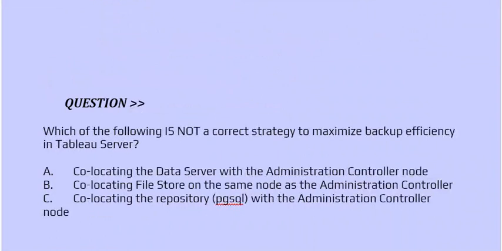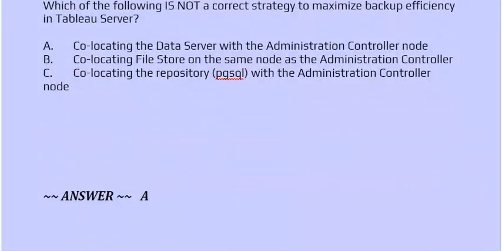Next question is, which of the following is not a correct strategy to maximize backup efficiency in Tableau server? Option A. Co-locating the data server with the administration controller node. Option B. Co-locating file store on the same node as the administration controller. Option C. Co-locating the repository PGSQL with the administration controller nodes. Correct answer is option A.